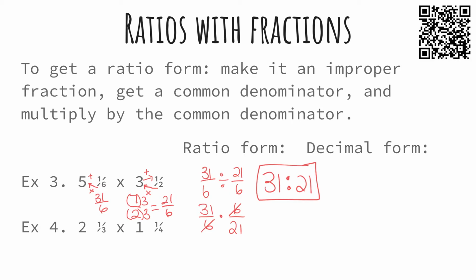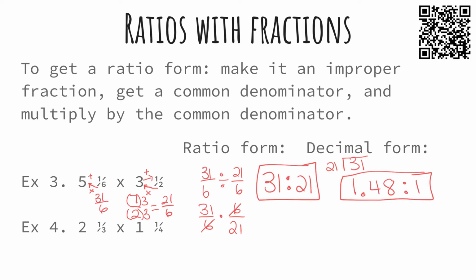Then as a decimal, when you divide that, you would type in 31 divided by 21, and that gives you, rounded to the nearest hundredth, 1.48 to 1.